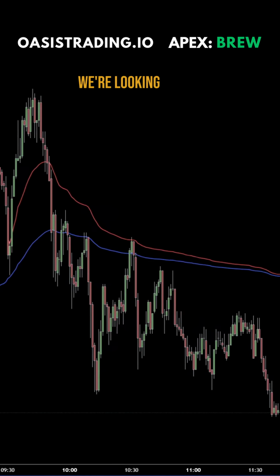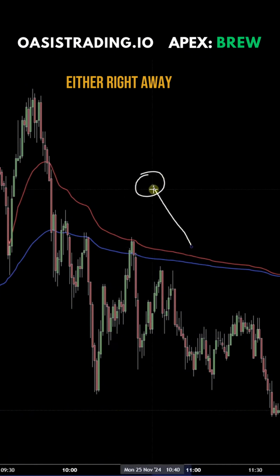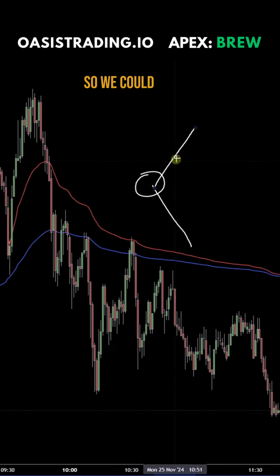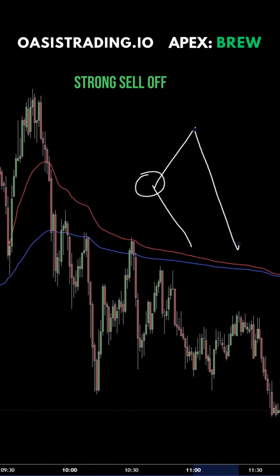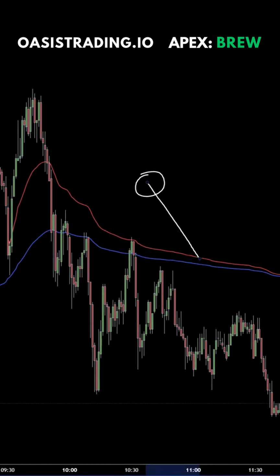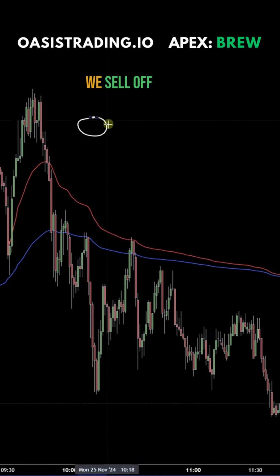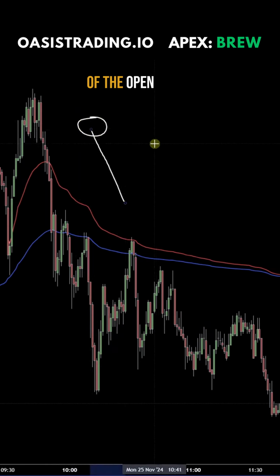What we're looking for on this bear flag trade is right around the open. Let's say we open up here at 9:30 in the morning. Typically, you will have a strong sell-off. This can occur either right away or after a push-up. So we could push up and then have a strong sell-off, or we could just immediately start selling off right out of the open. Either scenario, let's say we sell off right out of the open.